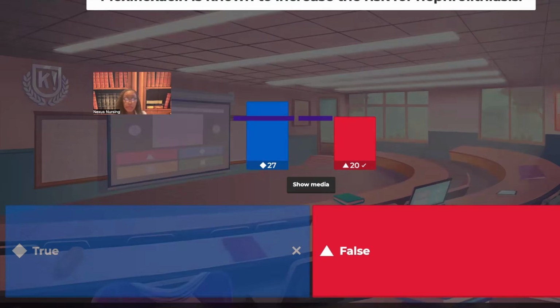It's false. It is not known to increase the risk for nephrolithiasis, but guess what? You are expected to know which drugs do increase the risk for nephrolithiasis. What is nephrolithiasis? We're talking about stones, kidney stones. That's what nephrolithiasis is. Okay. Moxifloxacin is a fluoroquinolone, and it is not known to increase the risk of kidney stones, nephrolithiasis.